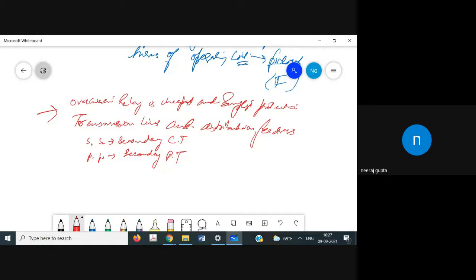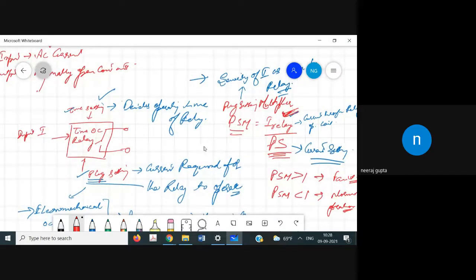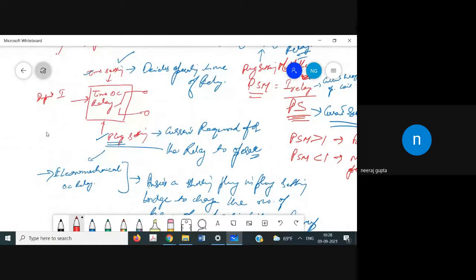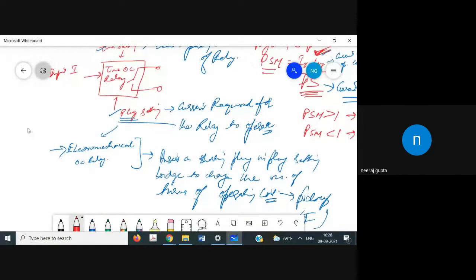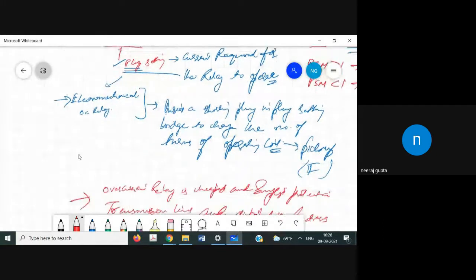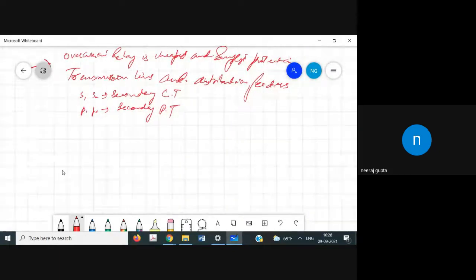This is the basic concept: we have discussed a box, and within that particular block we have the time setting and the plug setting. The time setting decides when the relay operates, and we have one more term, the plug setting multiplier, which is used for all overcurrent types. So this relay has input current, time setting, plug setting and normally open contacts.